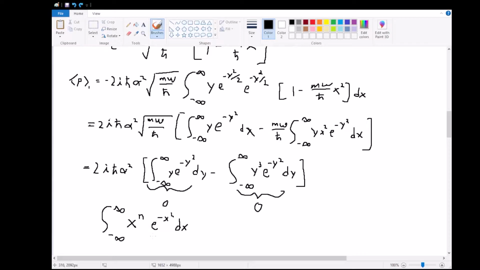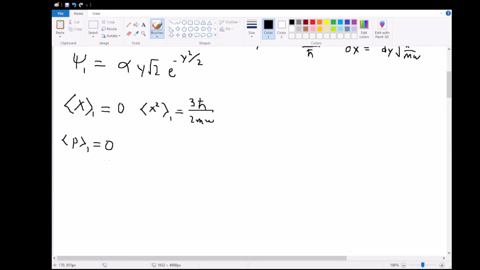And the reason why is because e to the negative x squared is an even function. And so if we have an odd number n, then x to the power of n is going to be an odd function. So an odd function times an even function is going to be an odd function. And a symmetric integral of any odd function is always going to be 0. So because of that, these two integrals both equal 0. And our third integral, for the expectation value of p, is going to be equal to 0.